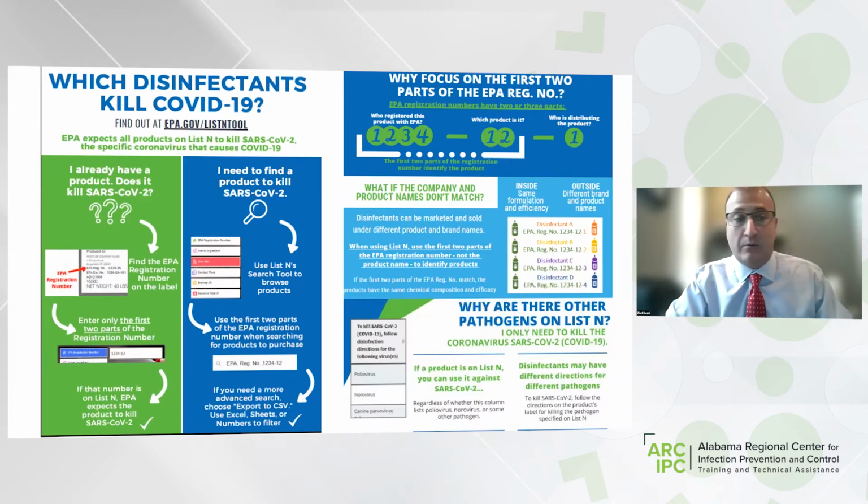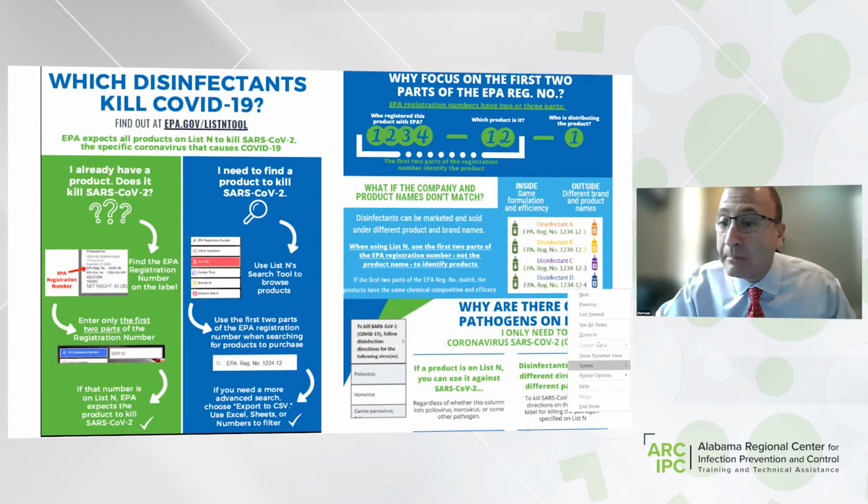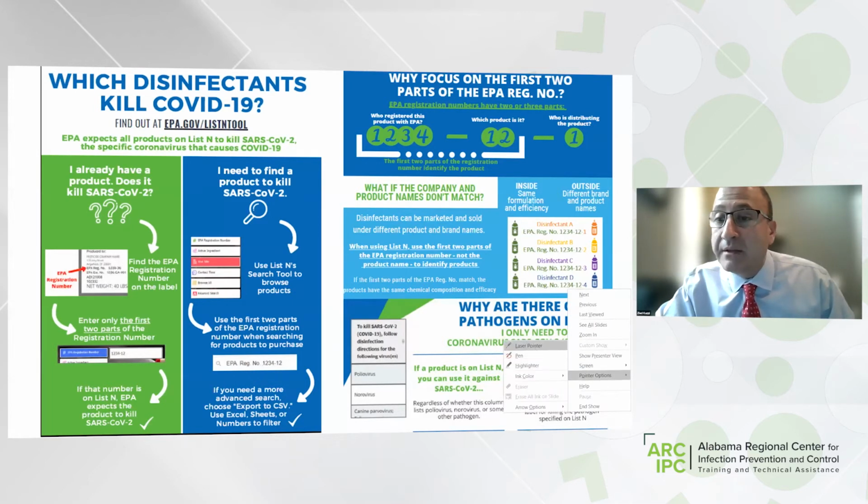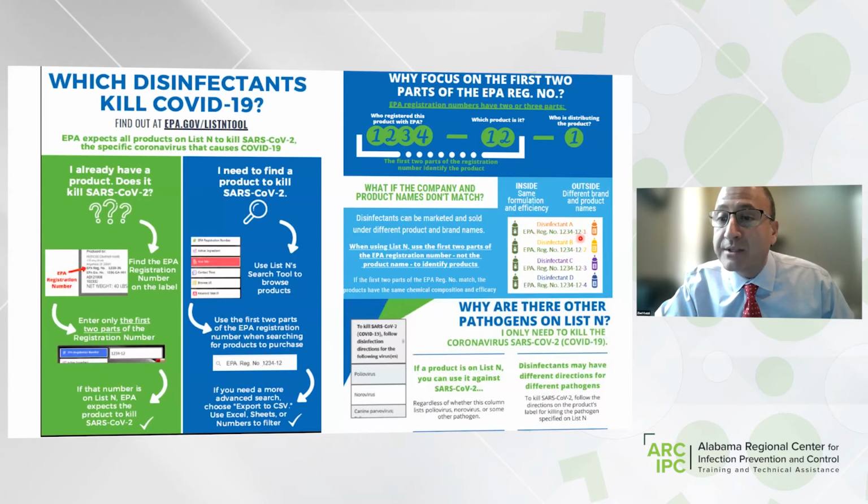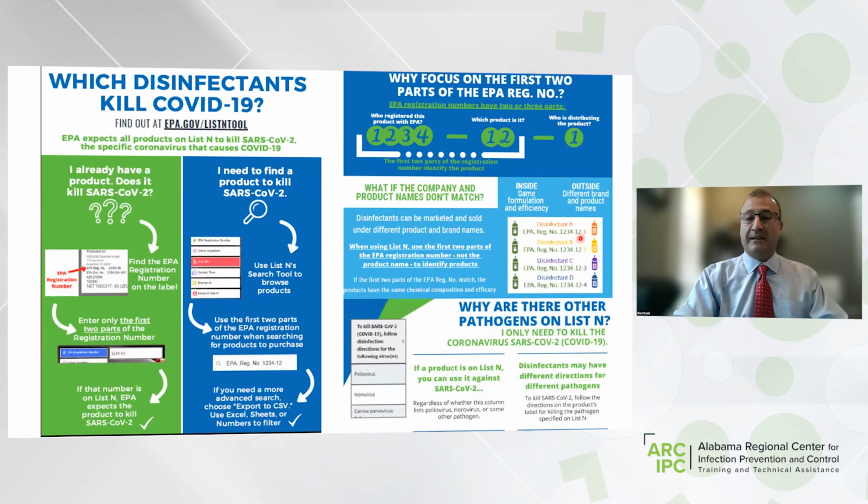If you look at the right side here of the slide, let me get my pointer going here. You see here, these are EPA numbers. You use those first two parts to enter them in the EnList data search tool. And then you will find out if it is going to be active against SARS-CoV-2. This last number here, you don't need to include that. That actually differentiates different products that use the same chemical.